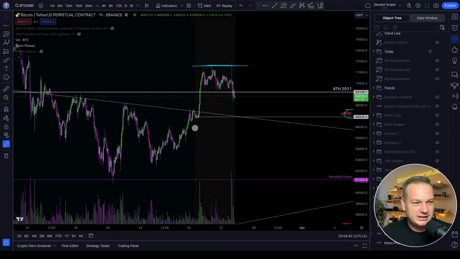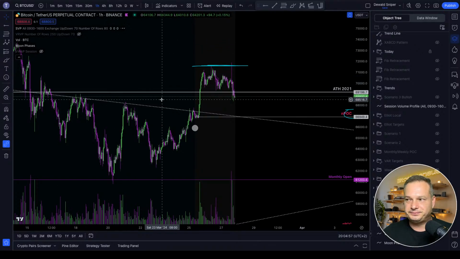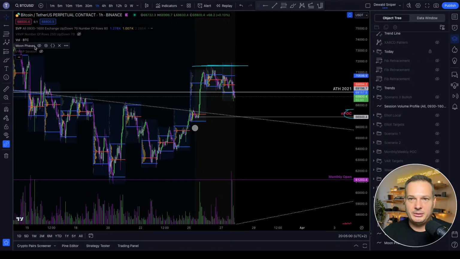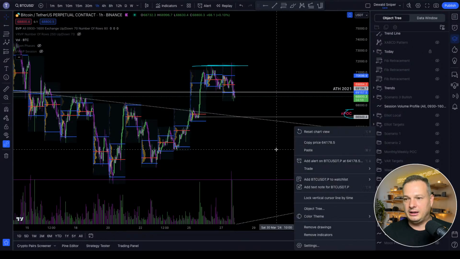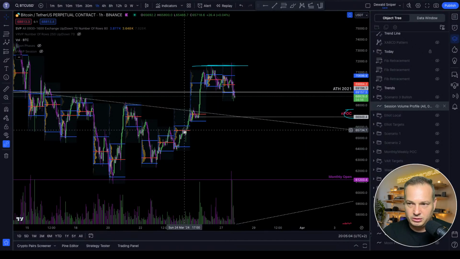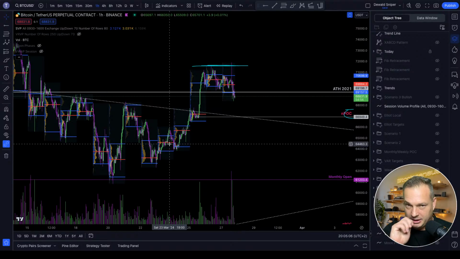Have a question regarding session value profile. On naked point of controls from previous days, would it still provide resistance or support even after more than a few days? Okay, so basically what you mean is, if I switch on my session volume profile, just wait for it to load up. I can switch off the moon phases now. Any point of control that has not been tapped by price action is still valid. I'm not saying it's more powerful or less powerful. All I'm saying is it's still valid.